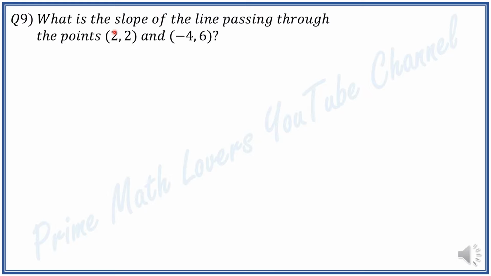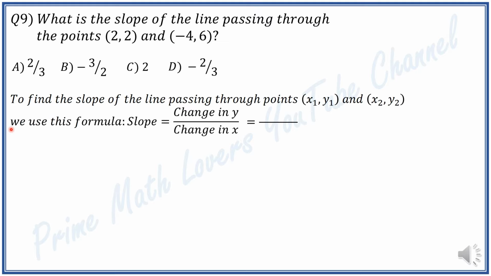Question 9. What is the slope of the line passing through the points (2, 2) and (negative 4, 6)? A, 2 over 3. B, negative 3 over 2. C, 2. And D, negative 2 over 3. To find the slope of the line passing through points with coordinates x1, y1 and x2, y2, we use this formula. Change in y over change in x. It means y2 minus y1 over x2 minus x1.